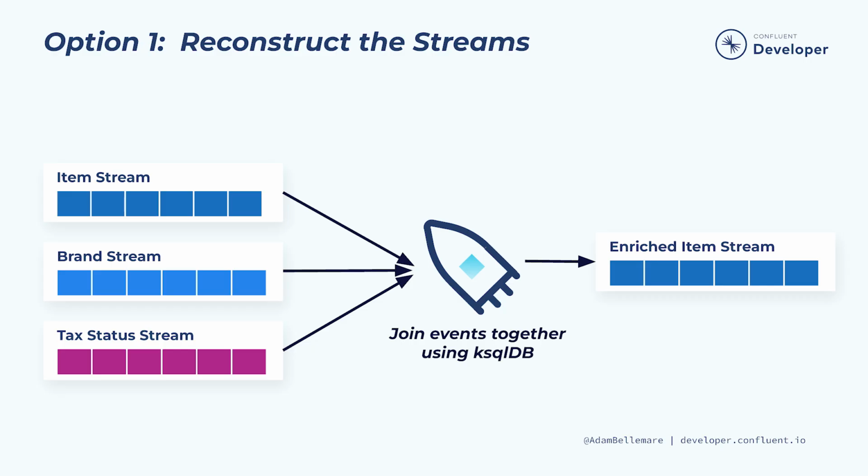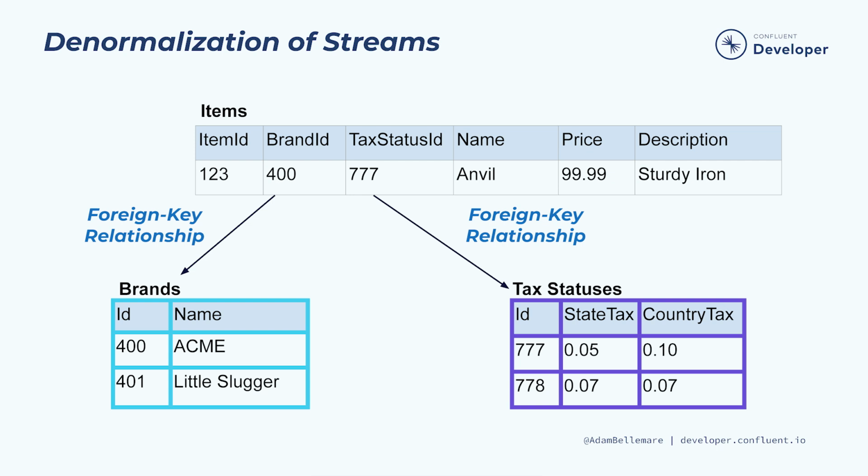In this example, the streams are on one side, and our streams mirror the tables that they came from in the database. Next, we create a ksqlDB application that joins the events based on their foreign key relationships and emits a single enriched item stream. We're going to explore this option in depth in the hands-on exercise in the next module. Logically, we're simply taking the existing foreign key relationships and squashing them down into a single row.